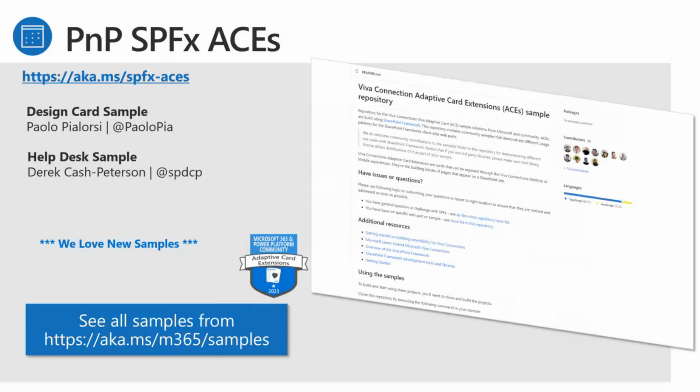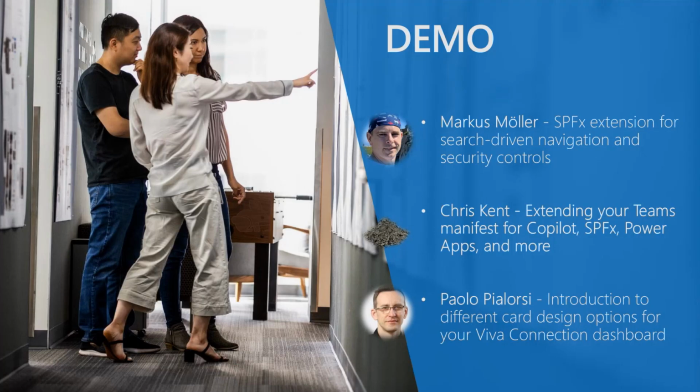We have two brand new samples in the Aces gallery. One from our friend Paolo, who is going to be demoing that design card sample today, and one from myself, which is a help desk sample that shows how to use image upload capabilities to save to a document library, as well as geolocation capabilities. So you can check out both of those in the Aces repo. And if you have any cool new Aces that you've done, please submit them.